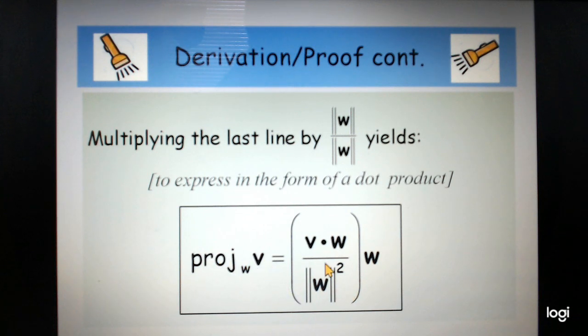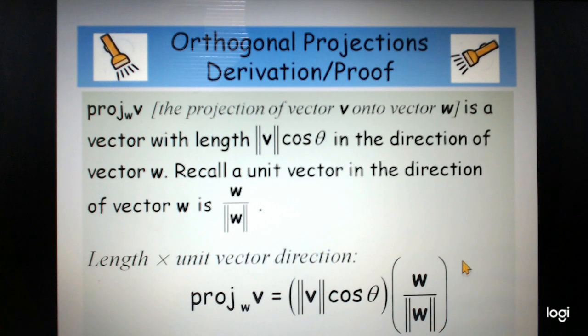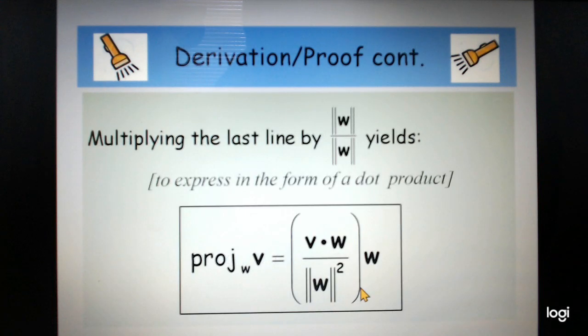Let's go back again and see where that came from. If I'm multiplying top and bottom by the magnitude of w, then I'm going to get a magnitude of w squared here. This is unaffected, but the magnitude of w is going to combine here and make this into v dot w. Okay, so that's how we get the dot product involved in the projection. So this makes it much easier to compute. This is what we're typically going to use. So we're expressing this in the form of a dot product.